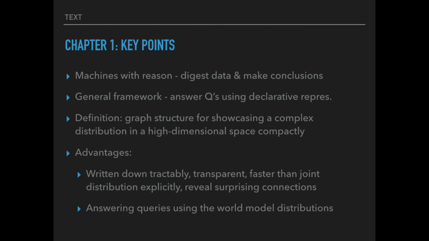In this talk, I'll be talking about Chapter 1 of PGM by Daphne Koller and Nir Friedman. In Chapter 1, they talk about the ability to reason for a computer, which is basically to take in information and act based on conclusions derived from that data. The graphical model is basically a general framework to answer questions using a declarative representation. It's computer readable, it's manipulated by various algorithms, there's a separation of knowledge and reasoning, and there's clear semantics.